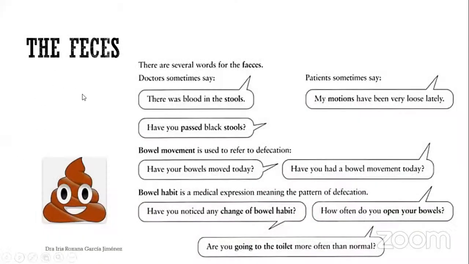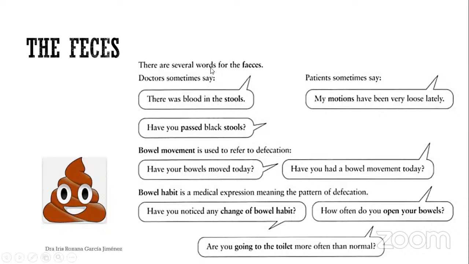Talking about feces, we almost always say "wakala," but it's important. Why is it important? Because considering its characteristics, we have the chance to infer maybe the pathology that the patient is suffering from, okay? There are several words for the feces. I mean, several expressions.